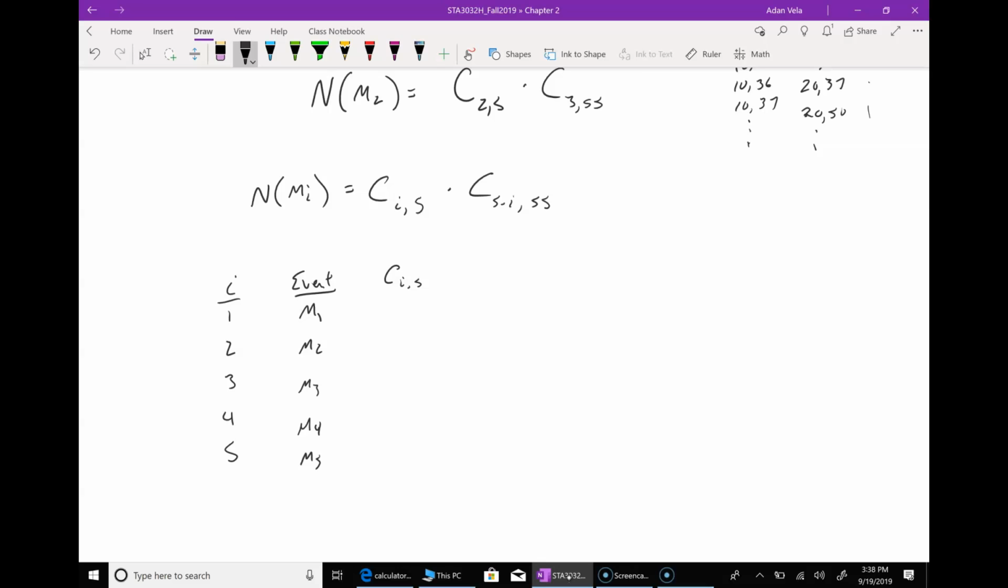Okay. So we can start calculating all these values. 5 choose 1 is given, we have 5 ways that we can do that. 5 choose 2 is 10. 5 choose 3 is 10. 5 choose 4 is 5. And then 5 choose 5 is 1. Again, we saw this before. This is matching all the numbers.